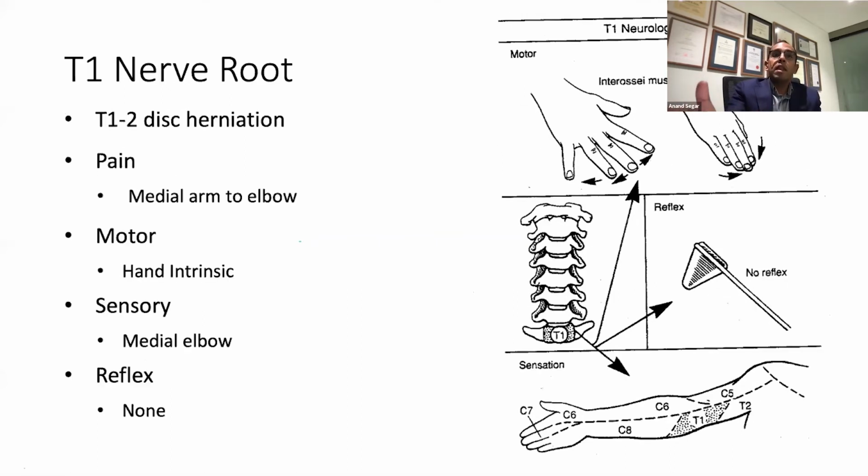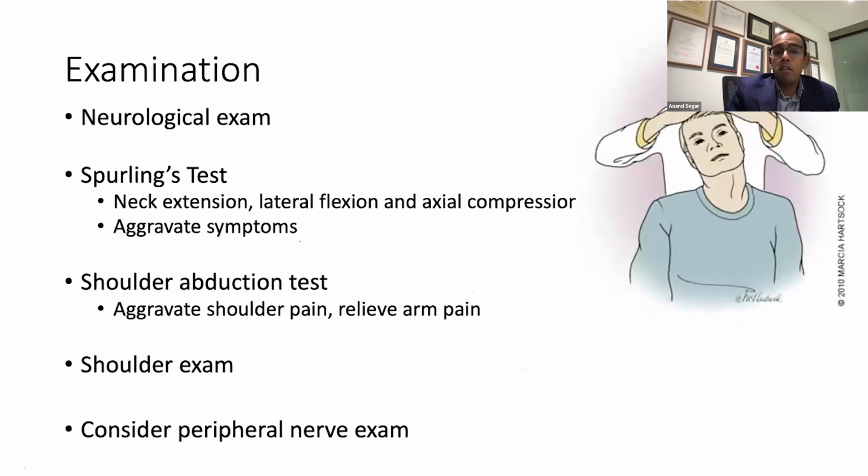T1 radiculopathy, sorry, medial arm pain to the elbow. This is not very common. They get weakness in intrinsics, and this is also the Pancoast tumor or upper lung malignancy invading into the brachial plexus. Examination is a standard neurological exam.